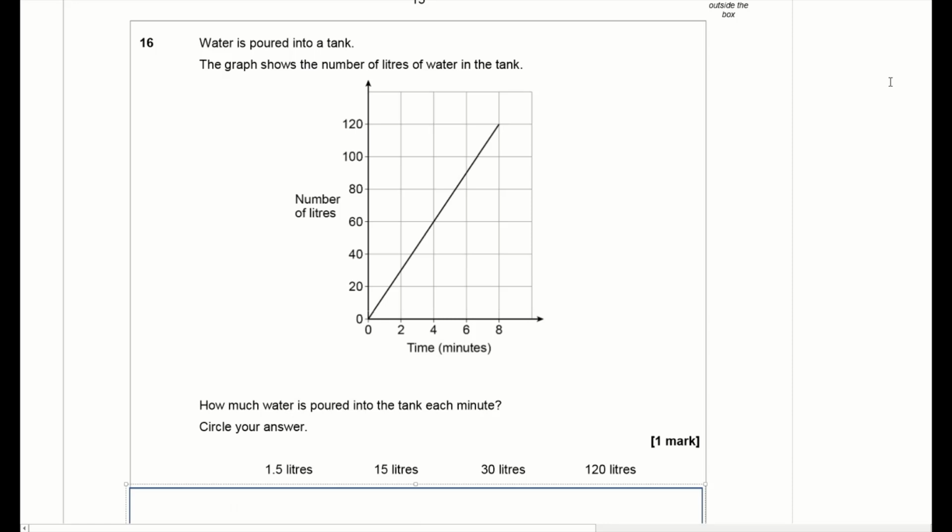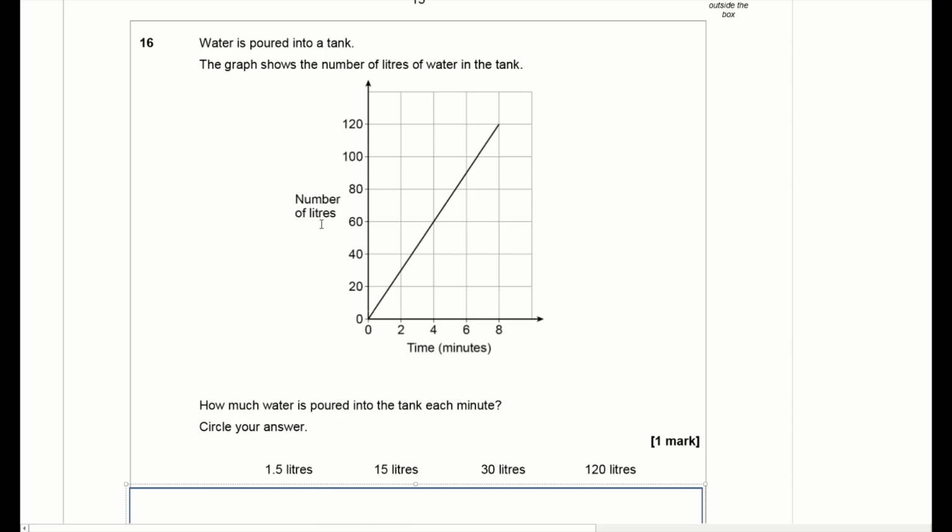Question 16. Water is poured into a tank. The graph shows the number of litres of water in the tank. How much water is poured into the tank each minute? Circular answer. Now, first thing to notice with this graph is that it is linear.